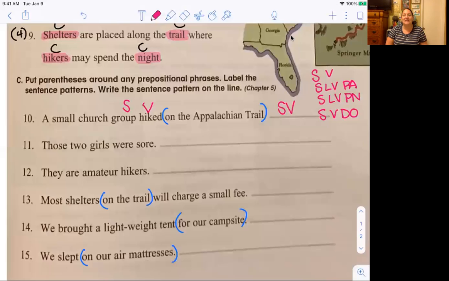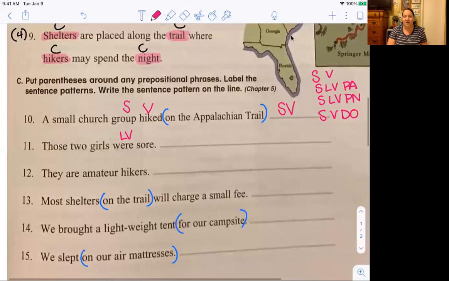Number 11, those 2 girls were sore. What is our verb? Were. Now, is were a linking verb or an action verb? Can you were something? Nope. So it's a linking verb. Who were? Girls were. And what were they? Sore. Is sore an adjective? Is it a describing word or is it a noun? It's an adjective. So predicate adjective. So our sentence pattern is subject, linking verb, PA or predicate adjective.